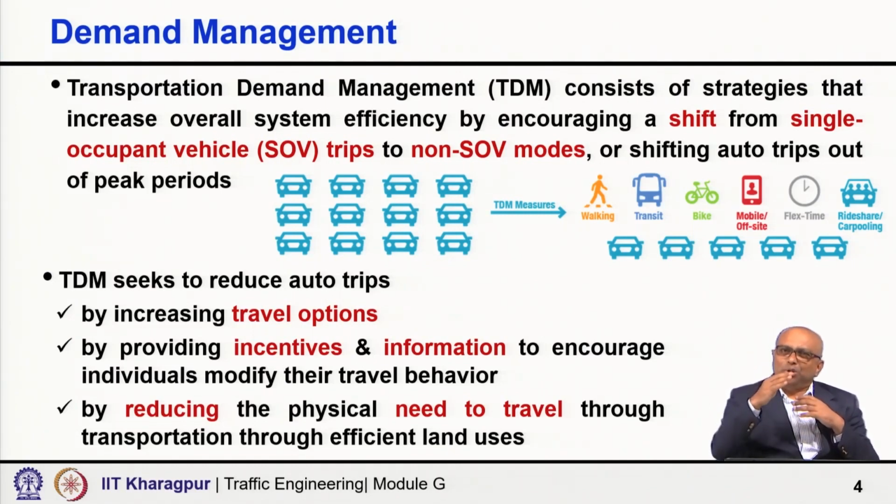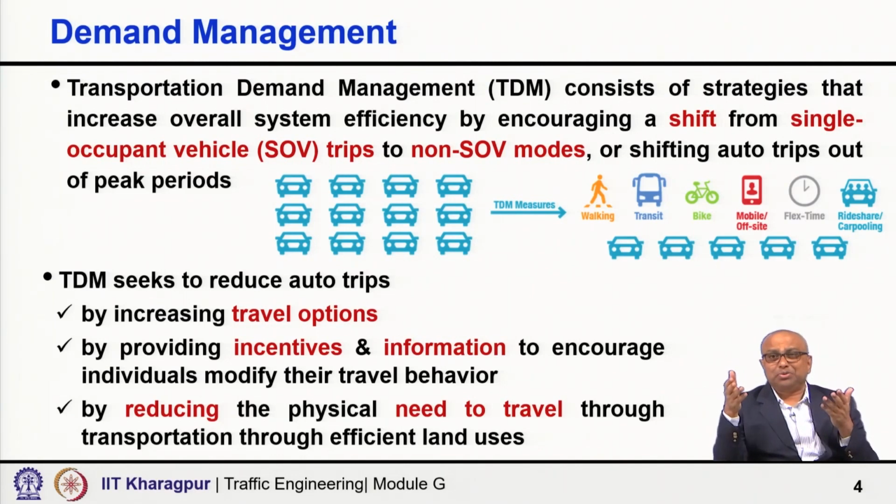Second, altogether eliminate auto trips during the peak periods. That means encourage a shift from car to non-vehicular modes, for example bike or even walking, or take some other strategies to bring down the overall transport demand during the peak hour, because the peak hour is the problematic hour. All problems occur due to a high imbalance between demand and supply. So, all such strategies come under demand management.